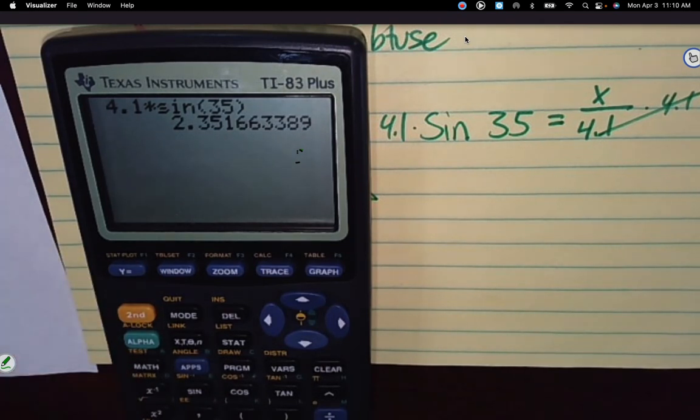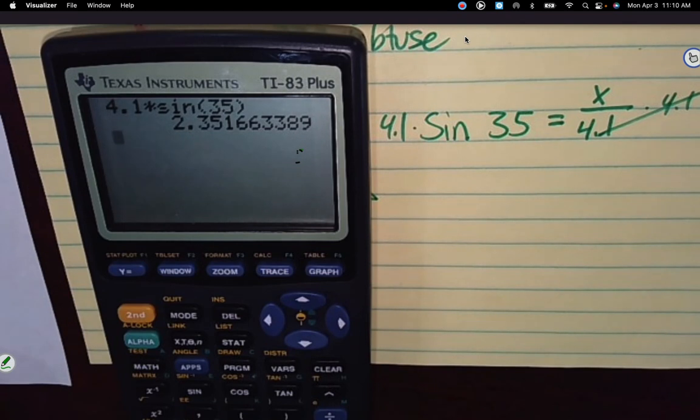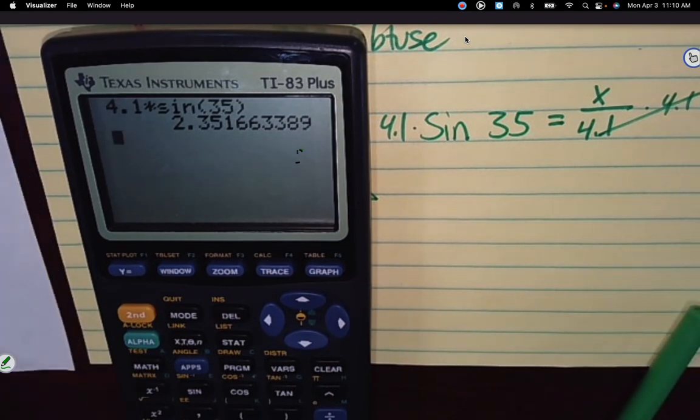So for 21, my answer, let's see, what does it say? To the nearest tenth. So I'm going to put 2.4 meters. So 2.4 meters on that one. Okay, and I think that's all of them.